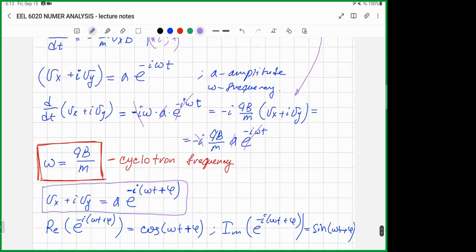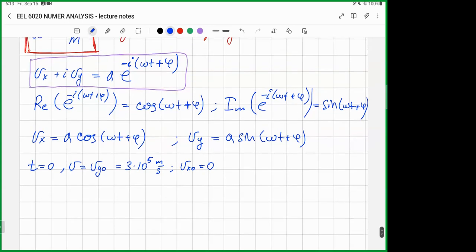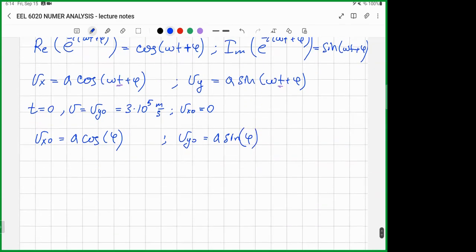Okay, so when t is equal to zero, v is equal to v zero y, right? This zero denotes the initial moment of time. It's equal to 3 times 10 to the power of 5 meter per second, and Vx0 is equal to 0. So this is given to us. Okay. So I substitute time 0 here and here, and for the Vx I get A cosine phi. So Vx zero is equal to A cosine phi, and Vy zero is equal to A sine phi. Okay, so now I need to find this phi and A.